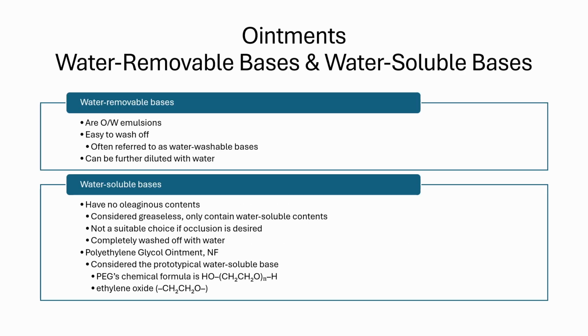The last two types of ointments are water removable bases and water soluble bases. Water removable bases are an oil and water emulsion. These are easy to wash off and are often referred to as water washable bases. They can be further diluted with water. Water soluble bases have no oleaginous components, therefore they are not considered greasy. Because they have no oleaginous contents, they are not suitable as an occlusive option.